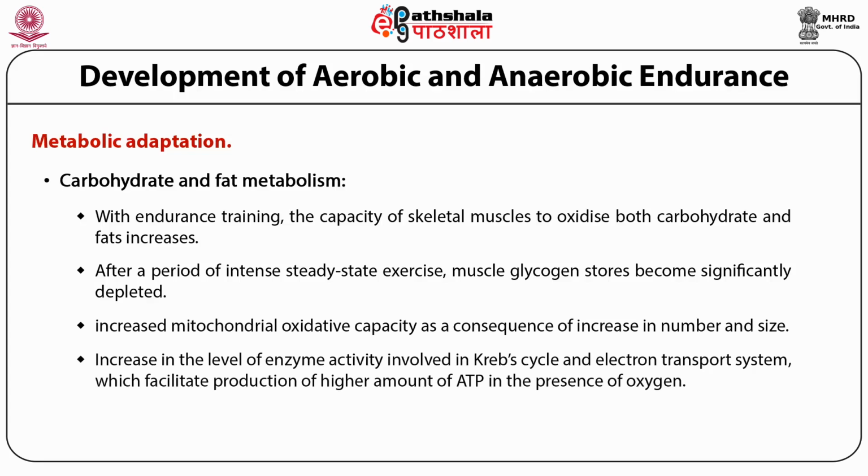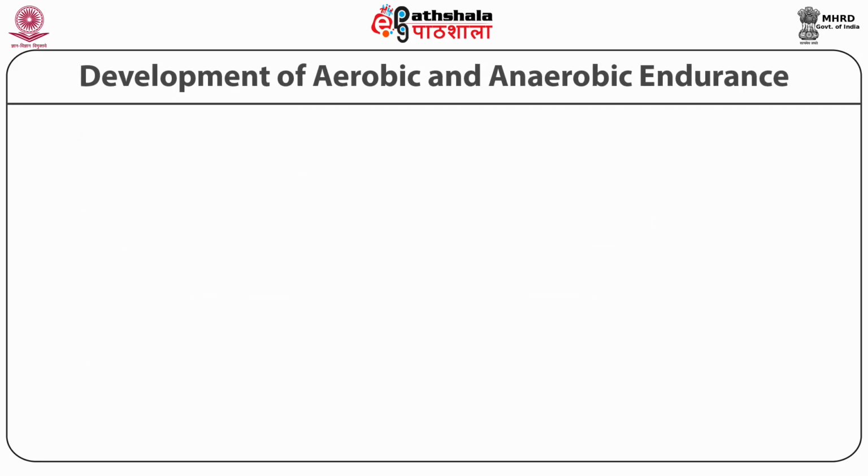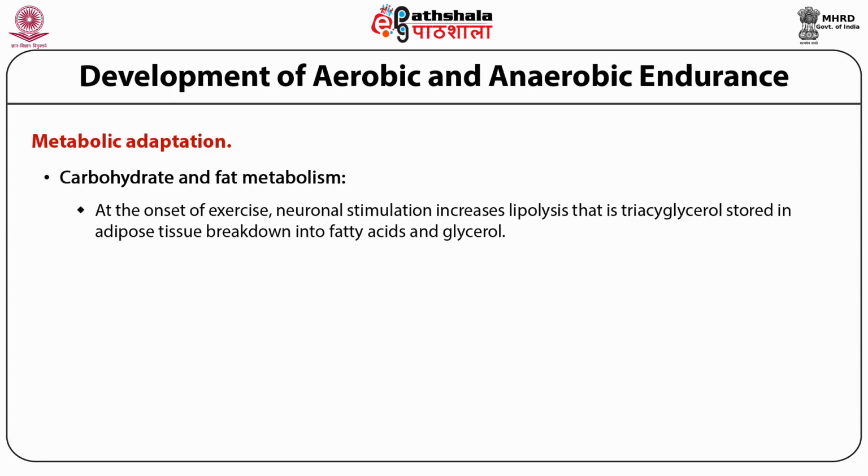There is an increase in the level of enzyme activity involved in the Krebs cycle and electron transport system, which facilitate production of a higher amount of ATP in the presence of oxygen. There is an enhanced glycogen storage within the muscles due to increased activity of enzymes, decreased hepatic glycogenolysis and gluconeogenesis. At the onset of the exercise, neuronal stimulation increases lipolysis, that is, triglycerol stored in the adipose tissue break down into fatty acids and glycerol.